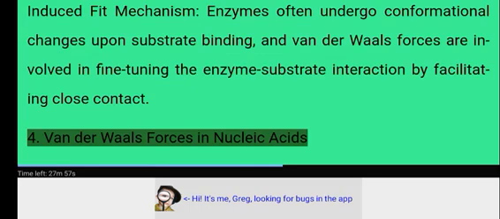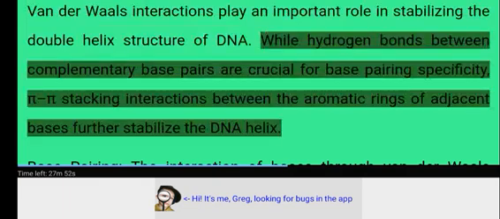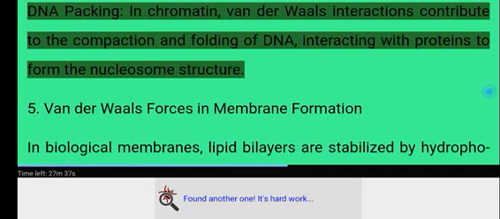4. Van der Waals forces in nucleic acids. Van der Waals interactions play an important role in stabilizing the double helix structure of DNA. While hydrogen bonds between complementary base pairs are crucial for base pairing specificity, pi-pi stacking interactions between the aromatic rings of adjacent bases further stabilize the DNA helix. Base pairing. The interaction of bases through van der Waals forces, along with hydrogen bonds, provides the structural integrity of the double helix.